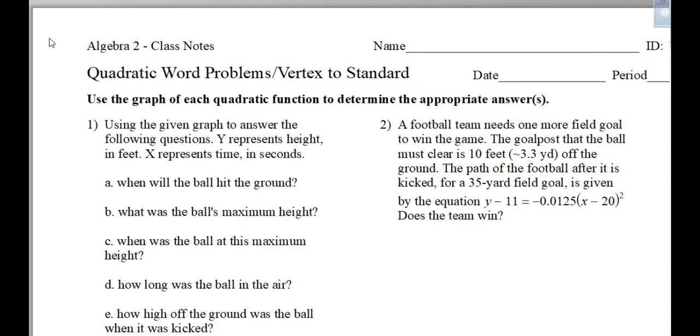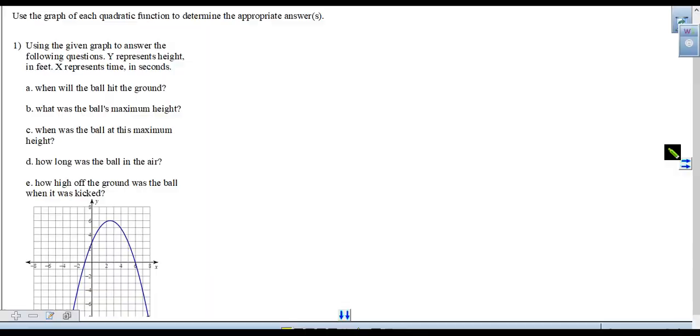Today we're going to talk about quadratic word problems and how to take quadratic equations that are in vertex form and change them to standard form. In this graph, we're going to focus from the y-intercept to the vertex and down to the positive x-intercept. I'm going to go ahead and identify these 3 points.